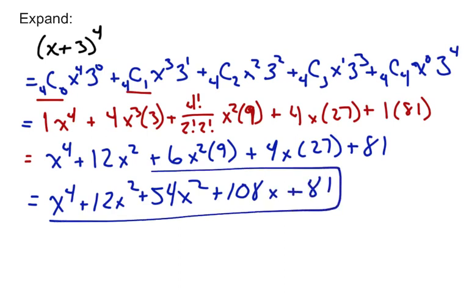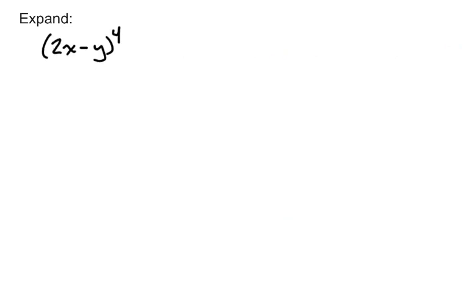And there, we've expanded x plus 3 to the 4th power without having to take x plus 3 times x plus 3 times x plus 3 times x plus 3. Let's do it one more time with something a little bit more complicated: 2x minus y. Well, let's do a slightly different power just to change it up a little bit. Let's do it to the 3rd.